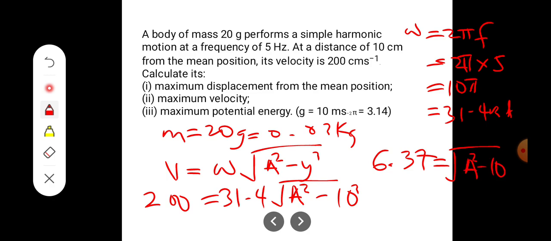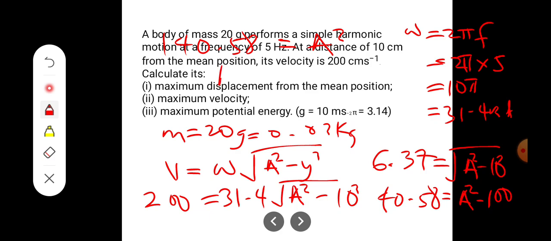minus 10 squared. If I take away the square root, it means I should square 6.37. That will give me 40.58. So 40.58 is equal to a squared minus 10 squared, which here means 100. If I take minus 100 to the other side of the equation, I'm going to get 140.58. So 140.58 is equal to a squared. That means my a will be square root of 140.58. This is beautiful.